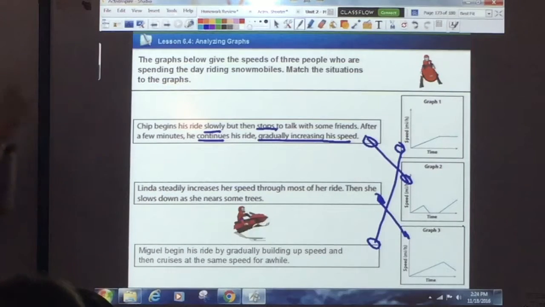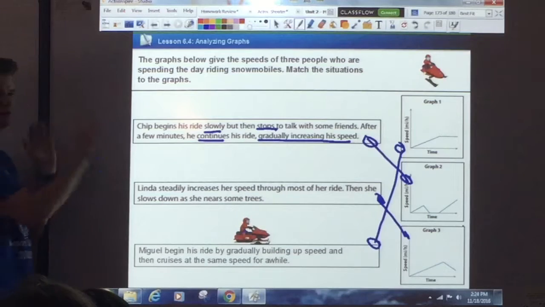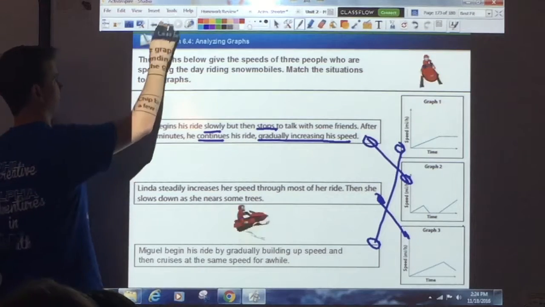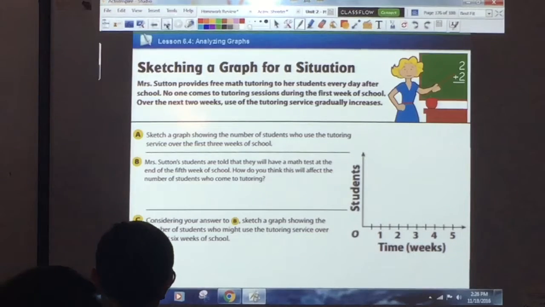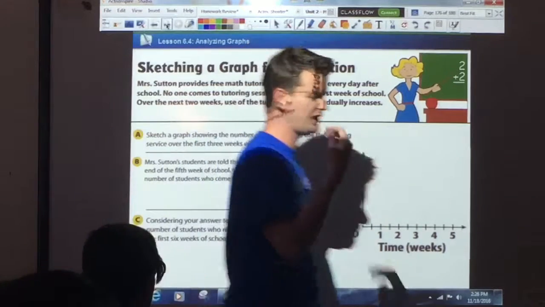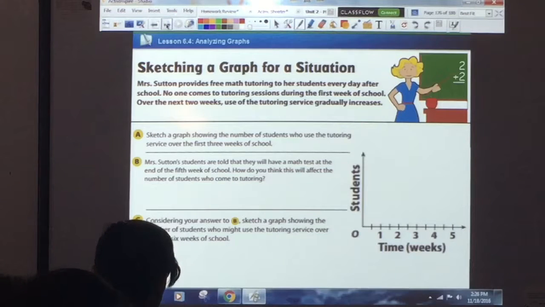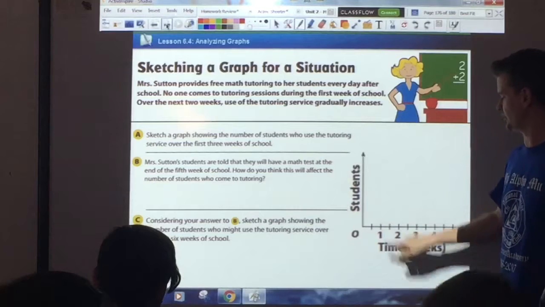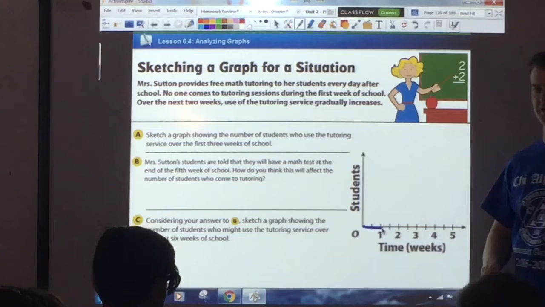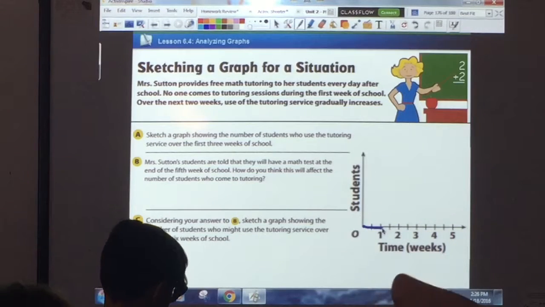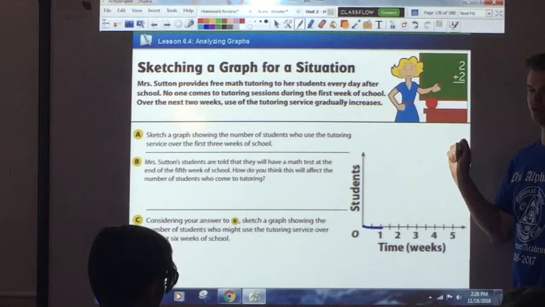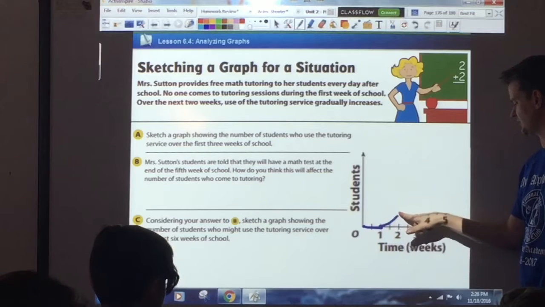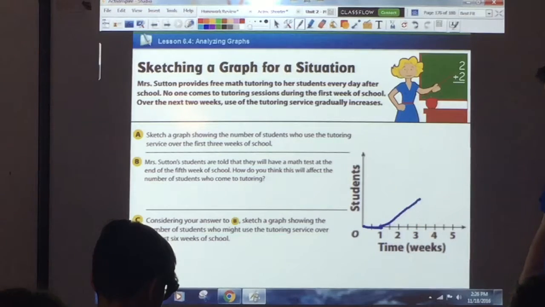These are not hard. They're matching keywords to graphs. Any questions on this? All right. Last section. Miss Sutton provides free math tutoring to her students every day after school. Here we don't have the graph. We have to sketch a graph based on this scenario. So, no one comes to tutoring during the first week of school. Not surprised there. During the next 2 weeks, use gradually increases. So a gradual increase over the next 2 weeks.